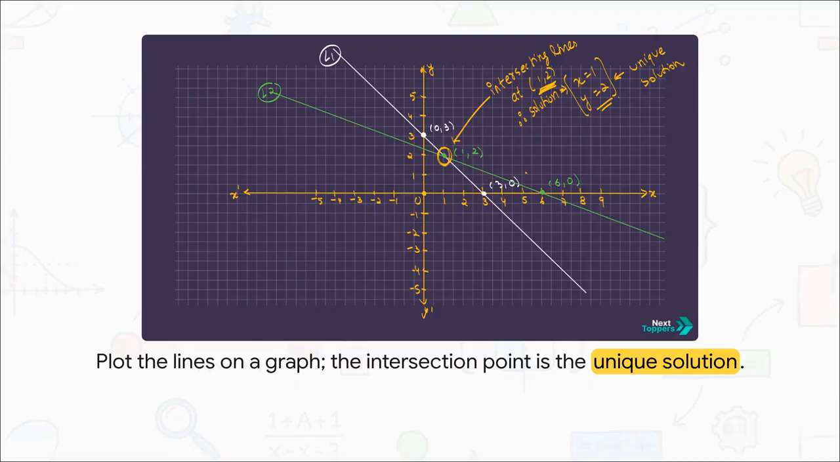And here it is, the big aha moment. Once you've got both lines drawn on your graph, the answer is just staring you in the face. It's the exact point where they cross. In this example here, you can see it plain as day. They intersect where x is 1 and y is 2. And just like that, puzzle solved.